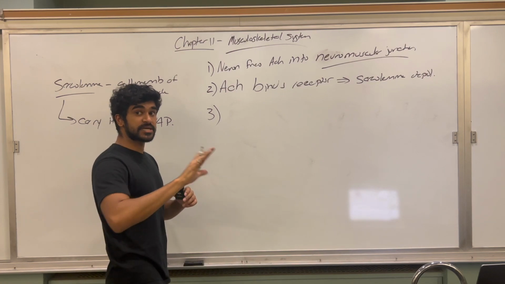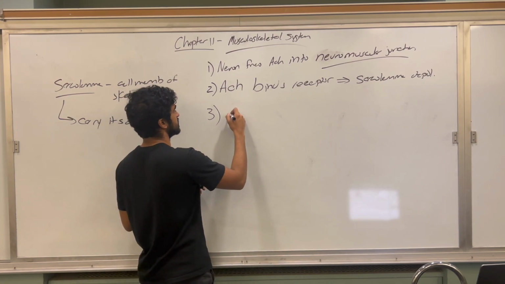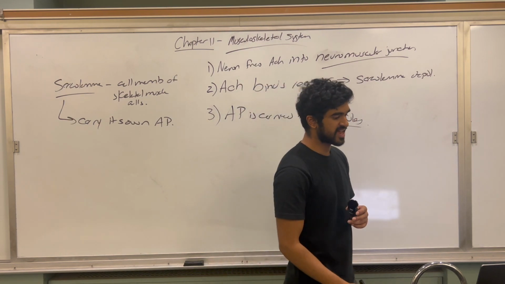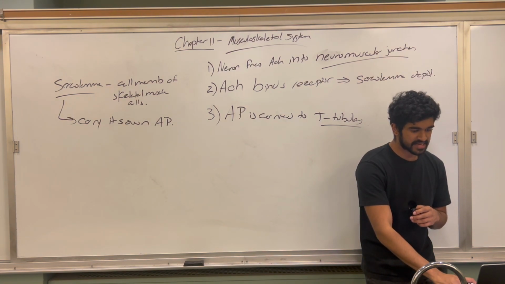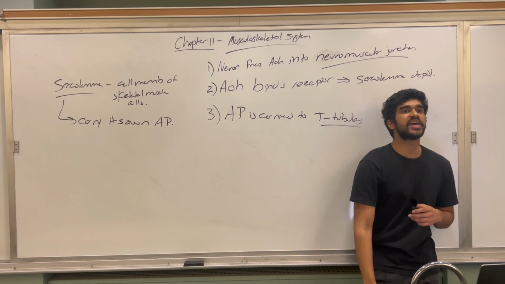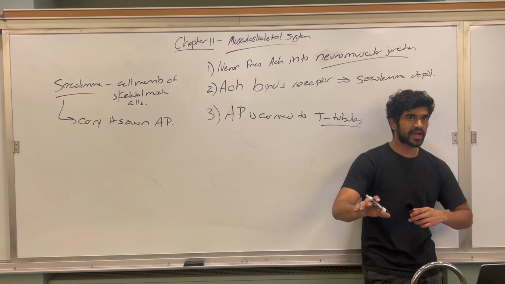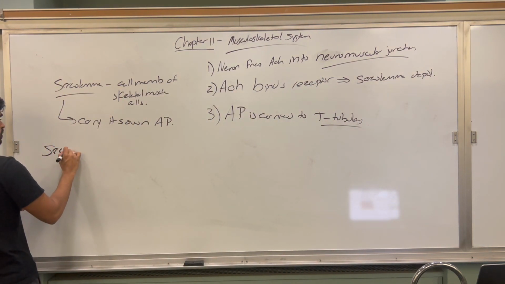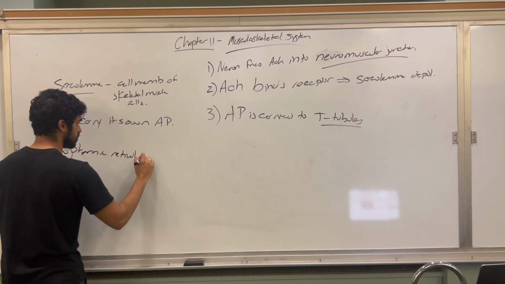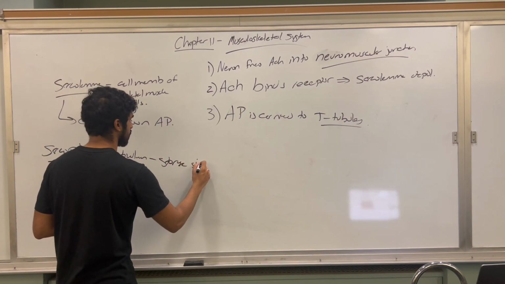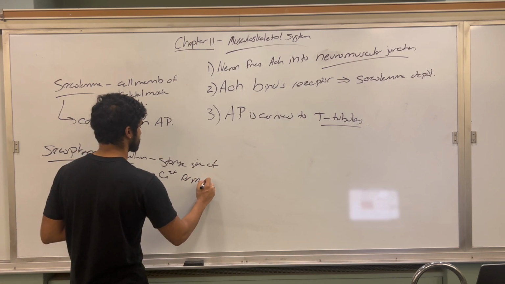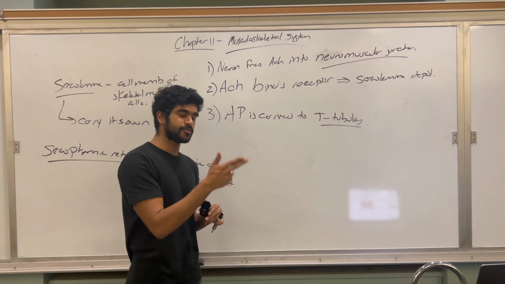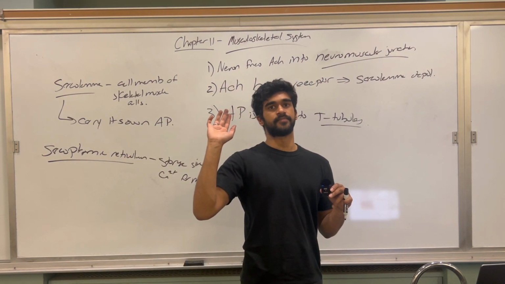Number three. The sarcolemma depolarization is carried onto something known as the T-tubules, the transverse tubules. So the AP is carried to the T-tubules, right? If you look at the diagram of the muscle fiber, the myocyte, you'll see the transverse tubules running up and down. The T-tubules transfer the action potential to the sarcoplasmic reticulum. What is the sarcoplasmic reticulum? It is the storage site of calcium for muscle contraction. When the action potential carried by the T-tubules hits the sarcoplasmic reticulum, it's going to release its calcium. Right? Cool.